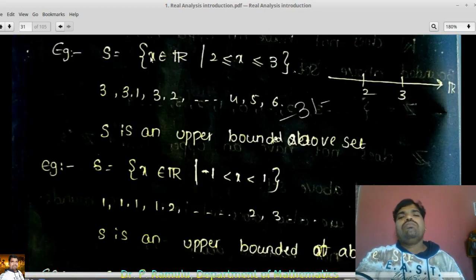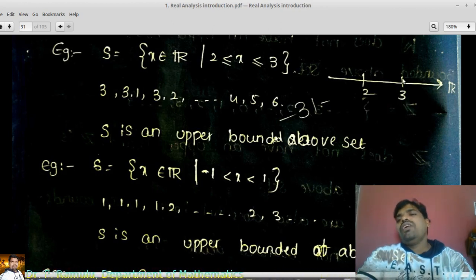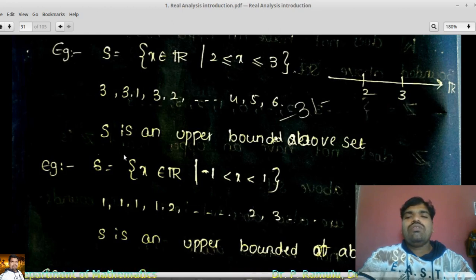S is equal to the set of x belonging to R such that 2 is less than or equal to x less than or equal to 3. That means all the elements of the set lie between 2 and 3. What is the upper bound for the set? 3 is the maximum element. That means 3, 3.1, 3.2, all the numbers after 3 are upper bounds of this set. So S has an upper bound, and S is called a bounded above set.